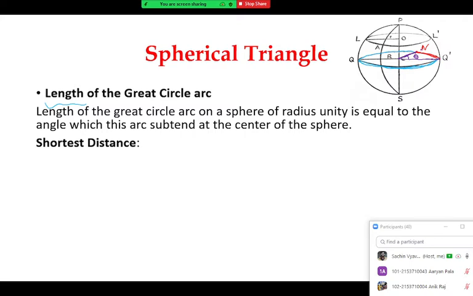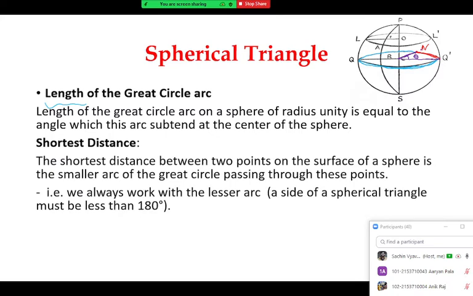The shortest distance between two points on the surface of a sphere is obviously the smaller arc of the great circle. Same example, if you take that QQ' as a great circle, and you have two points, say N and Q', and you want the shortest distance between N and Q', that arc NQ' is the shortest distance. It is not a straight line. Why is it not a straight line? Because we have to move on the surface. We don't have plane trigonometry here. So obviously the smaller arc.